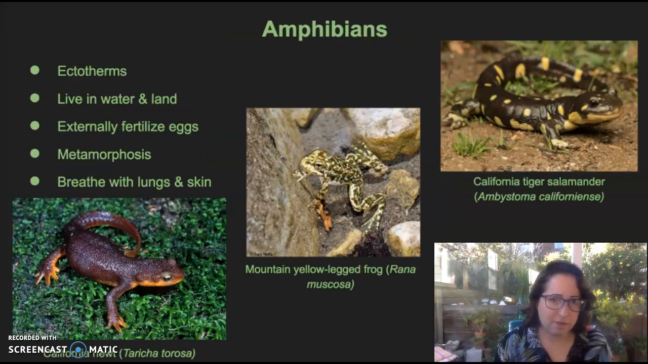Amphibians are cold-blooded vertebrates that spend part of their lives in water and part on land. They externally fertilize their eggs, and the young undergo metamorphosis from larvae with gills to an adult air-breathing form with lungs. Amphibians also use their skin as a secondary respiratory surface. Some amphibians that you may see in California include the California newt, California tiger salamander, and mountain yellow-legged frog.